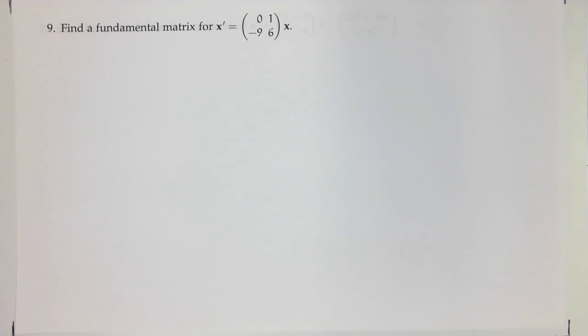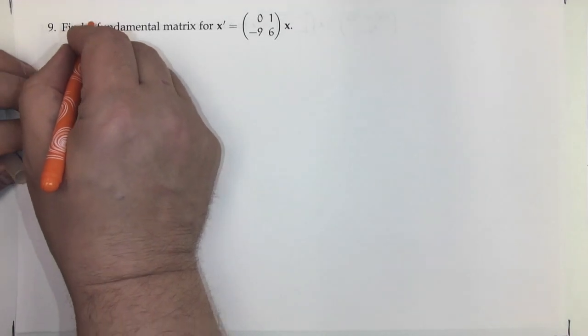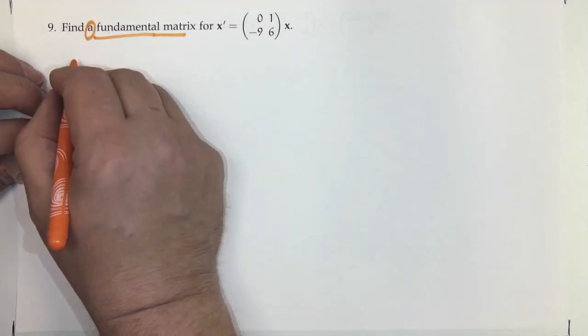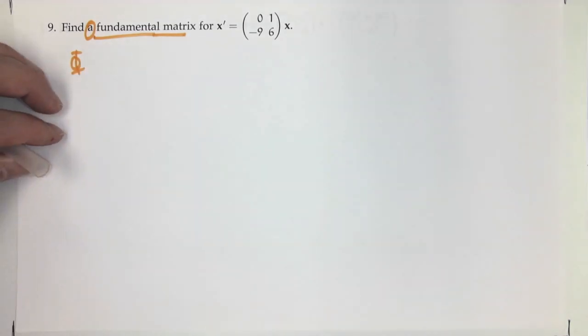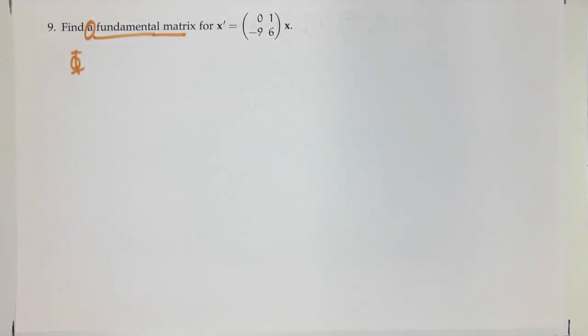Okay, number 9, find a fundamental matrix for x prime equals the matrix 0, 1, minus 9, 6. Okay, so keep in mind a fundamental matrix. That says I'm after a phi. We're going to decide whether or not there's a particular fundamental matrix we're after in a moment. What's the first thing we need to do? Eigenvalues. Because you've got to know which one of your categories you're in.